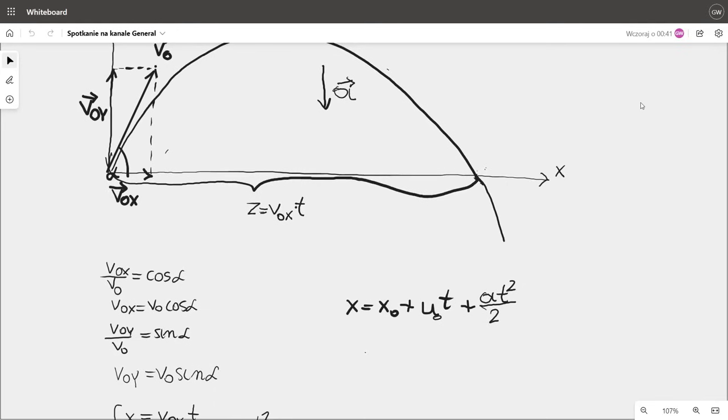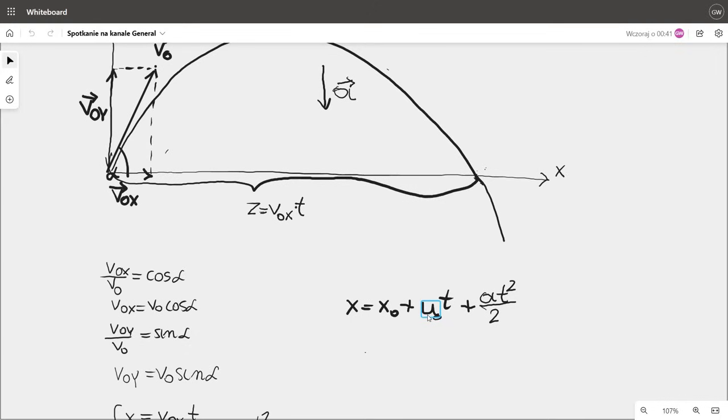To find equation of the path of thrown body, we can use equation of motion. It is here. In this equation, x0 is coordinate of initial position. U0 is initial velocity. Exactly speaking, it is coordinate of this vector.